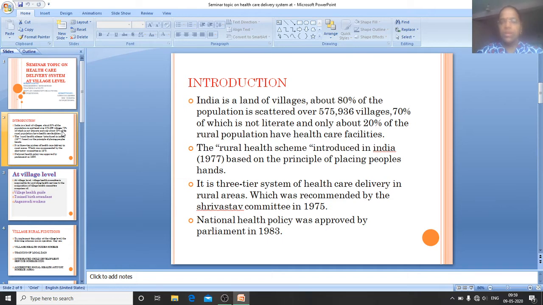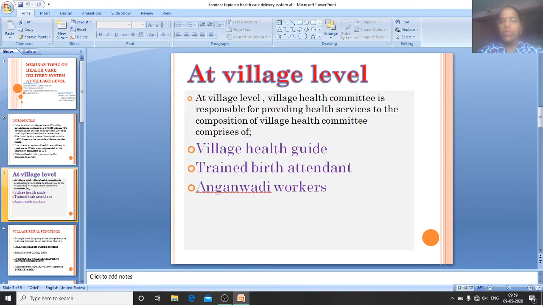It is a three-tier system of healthcare delivery in rural areas, which was recommended by the Srivastava Committee in 1975. The National Health Policy was approved by Parliament in 1983. At village level, let us see what services are provided and who are the persons involved in village-level health.